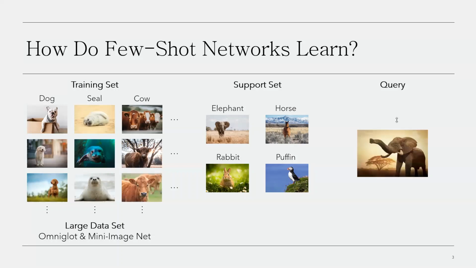Next, what we do is we give the model a query image, and this is the image that we ask it to quantify and to identify for us. So hopefully with the proper amount of training, the correct training set, and a good enough support set, it should be able to determine that this is an elephant.